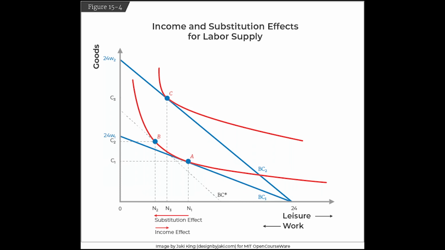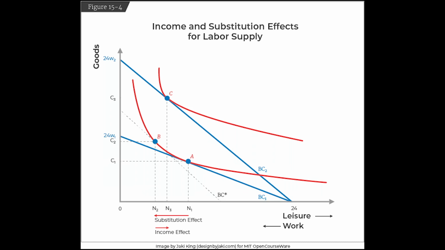Now our wage goes up. Our wage goes up, therefore the budget constraint pivots up. Think about what that means. You can still only have 24 hours of leisure. That's a fixed point. But as you take less leisure, you make more money. So the budget constraint now pivots up.